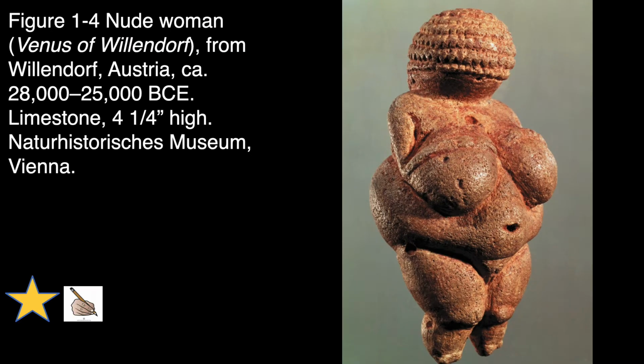Here is our first art piece, Nude Woman, also known as Venus of Willendorf, from Willendorf, Austria, approximately 28,000 to 25,000 BCE, made from limestone, and it's about 4 inches high.